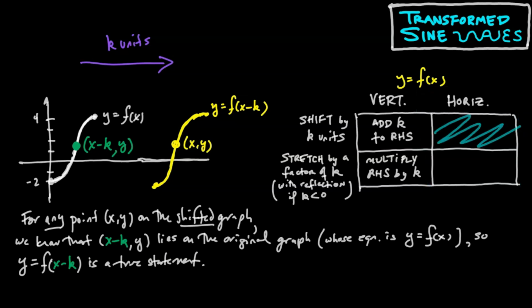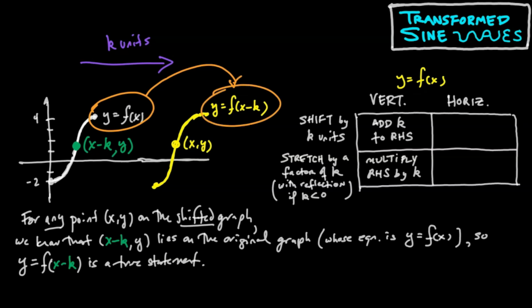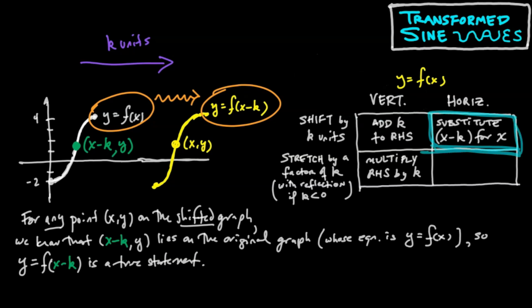We want to know what we have to do algebraically to an equation of the form y equals f of x to shift the graph horizontally by k units. Well, now it's very easy to see, because algebraically we're going from this equation to this equation. That is my transformation, my algebraic transformation. How do I make that happen? Well, I'm staring at it. All I have to do is everywhere I have an x, I substitute x minus k. So that's my algebraic move. To do a horizontal shift by k units, I'm going to substitute x minus k for x.